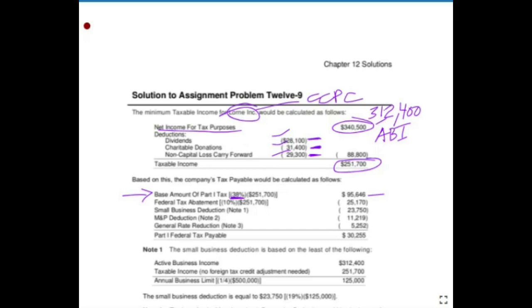And they're going to all have funny different names. Some of them are called reductions. Some of them are called abatements. Some of them are called deductions. They're all going to reduce how much you pay for tax at this point.